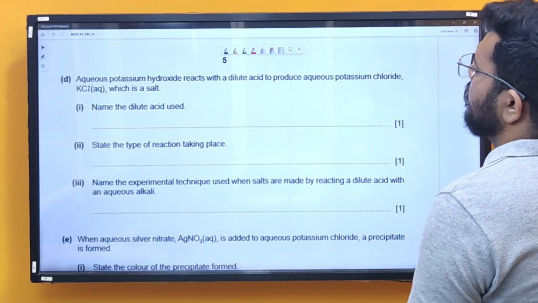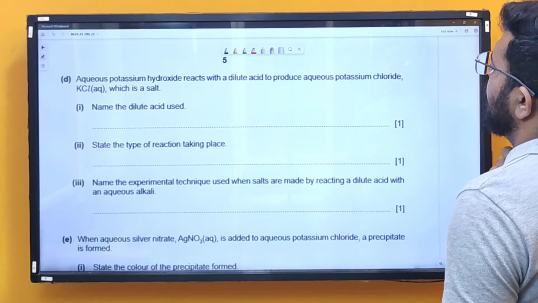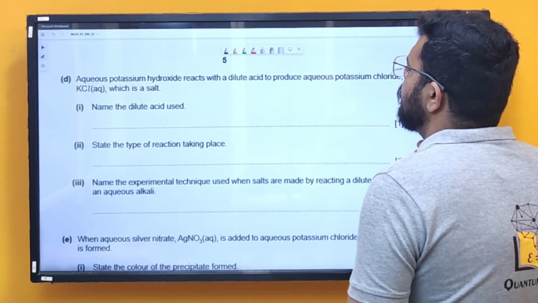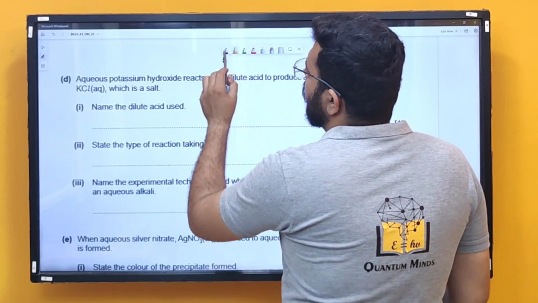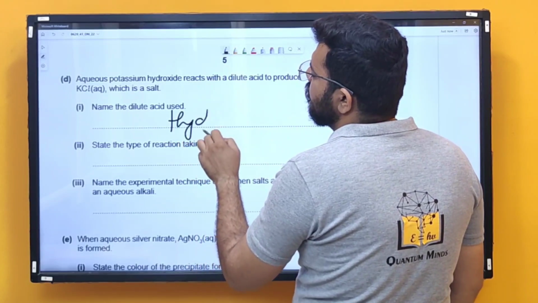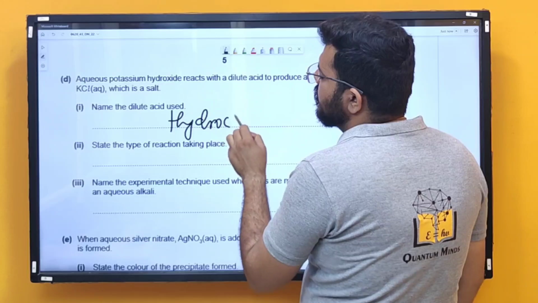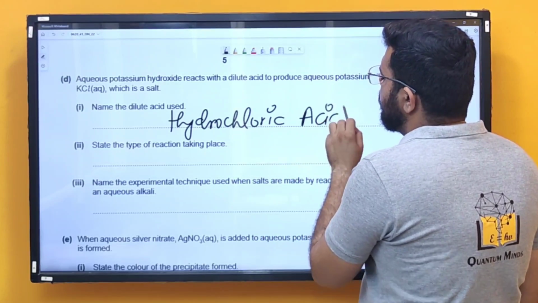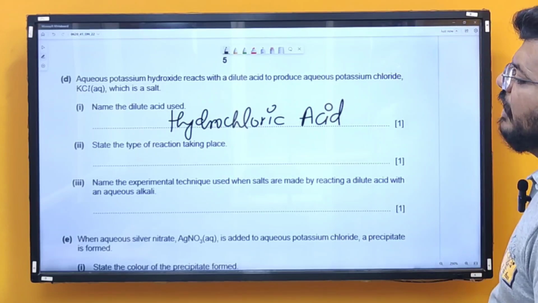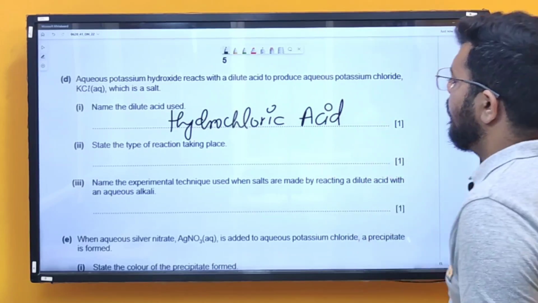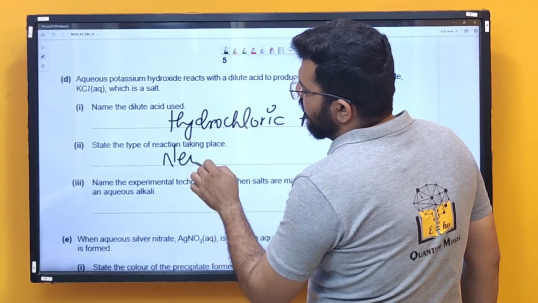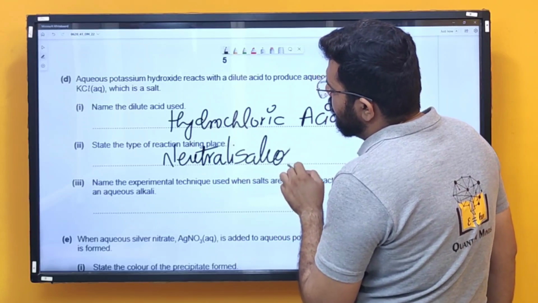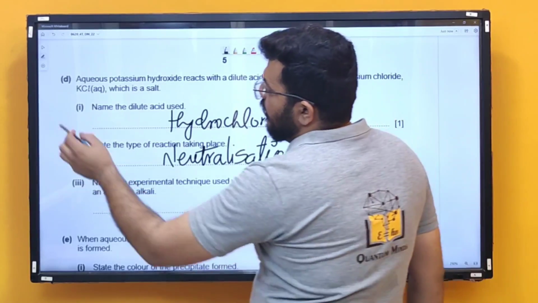Aqueous potassium hydroxide reacts with dilute acid to produce aqueous potassium chloride, which is a salt. Name the dilute acid used. Because they want a chloride, they have to compulsorily use hydrogen chloride or hydrochloric acid. Both of these things are correct. State the type of reaction taking place. Hydroxide and acid: it is a neutralization reaction.